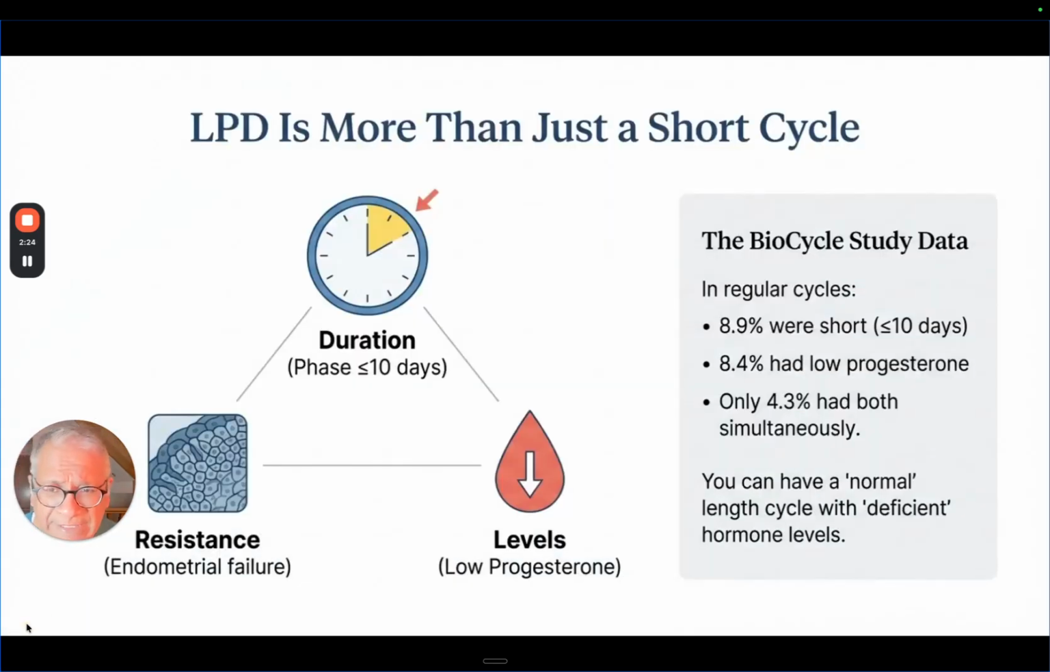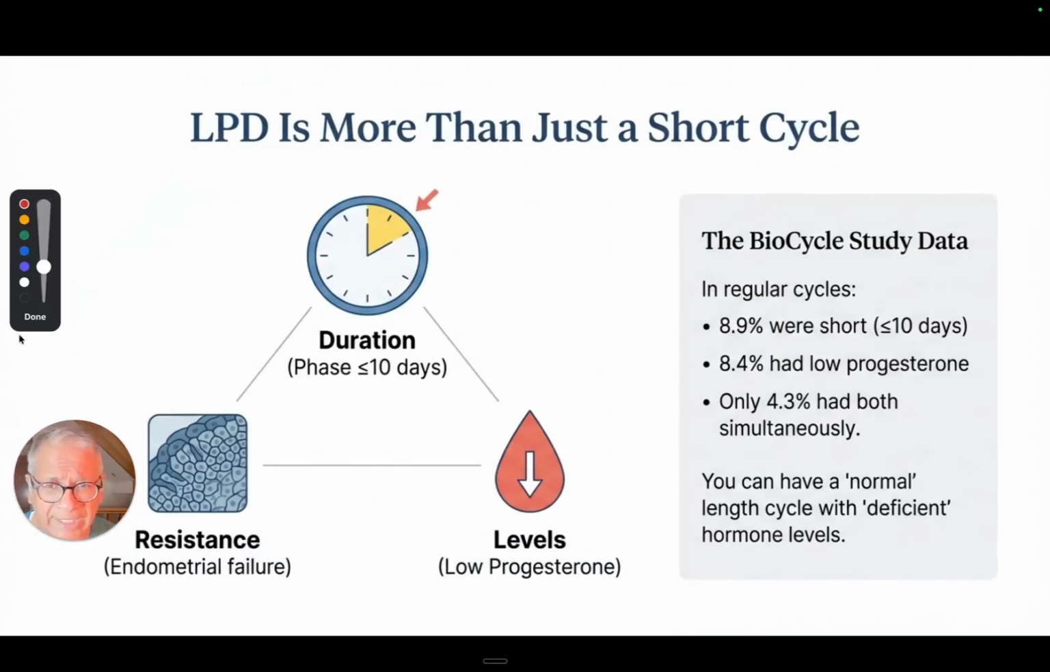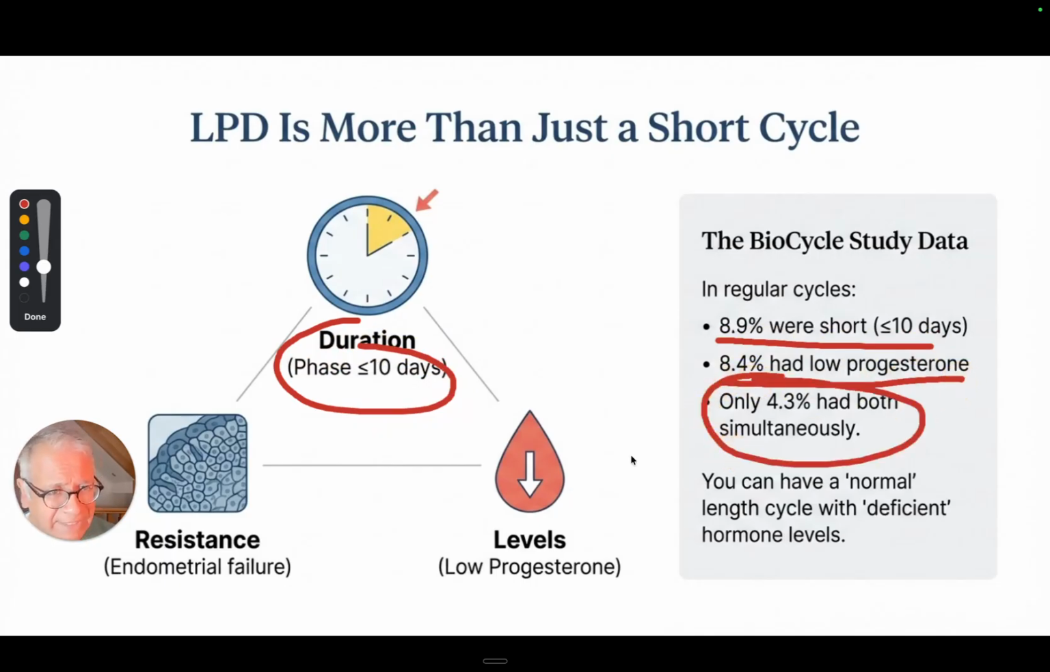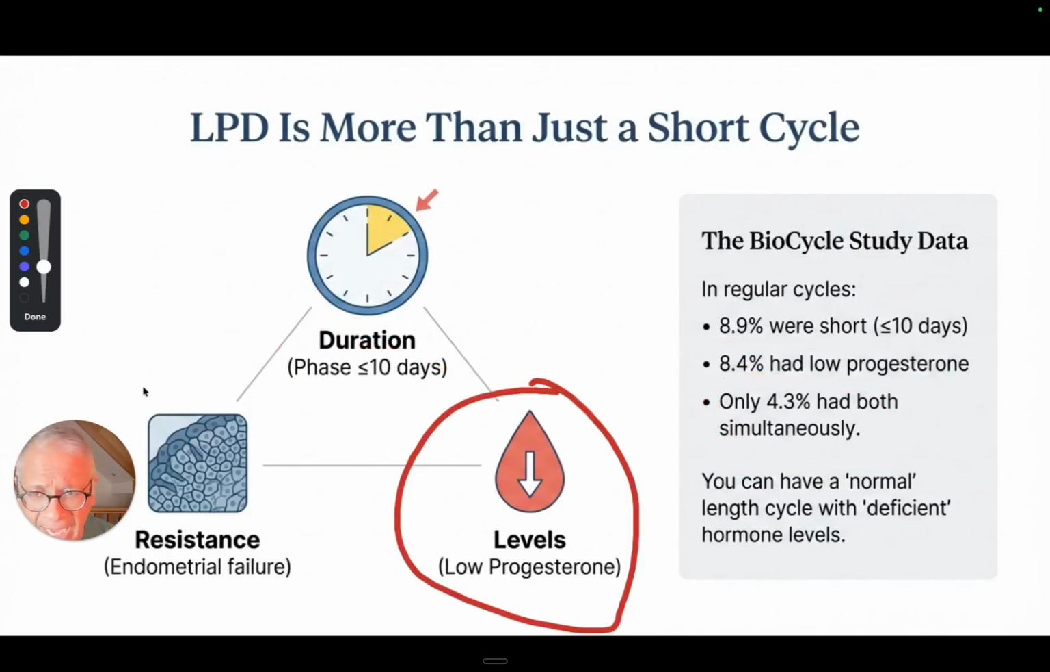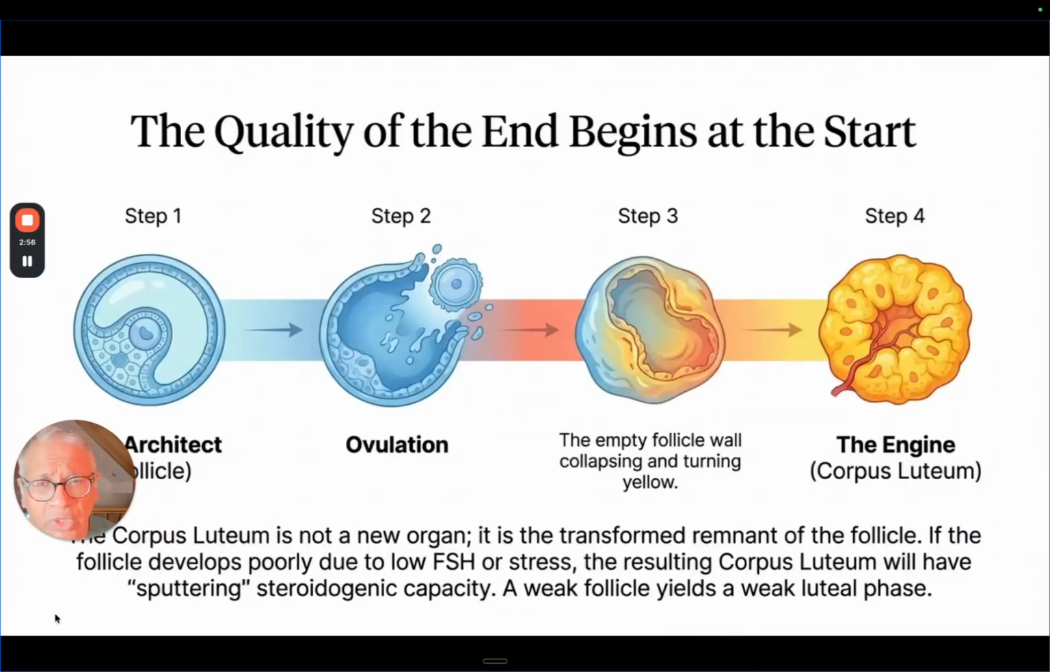So luteal phase dysfunction is just more than a short cycle. The duration is less than 10 days. 8.9% was short. 8.4% had low progesterone. Only 4 simultaneous. And you see resistant, that is endometrial failure. So if you look at the quality of the end, it begins at the start. There's where I'll differ from a lot of thinking that everything in luteal phase is at the end.